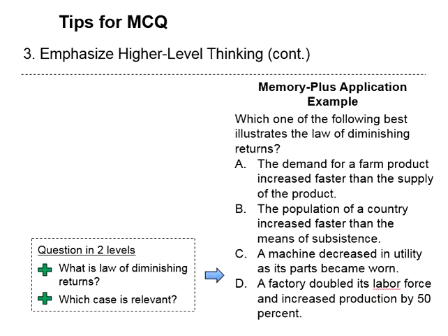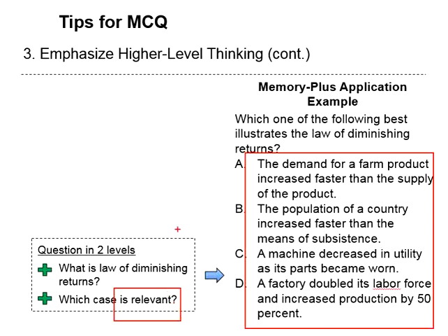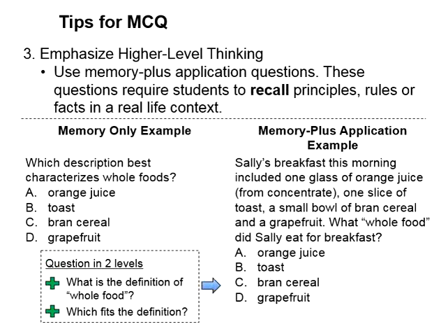This will require the students to enter the second level of thinking. Which of these cases is relevant based on the definition of the law of diminishing returns? Memory plus application is one of the methods. Based on the mechanism, you will see that the questions normally do not give you a direct answer. It gives you some terminology, which requires you to first understand the meaning of that terminology, and then to find the alternatives that fit the definition.